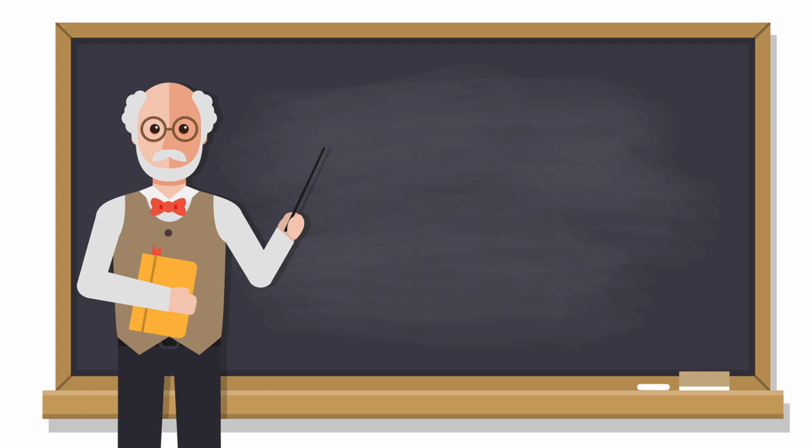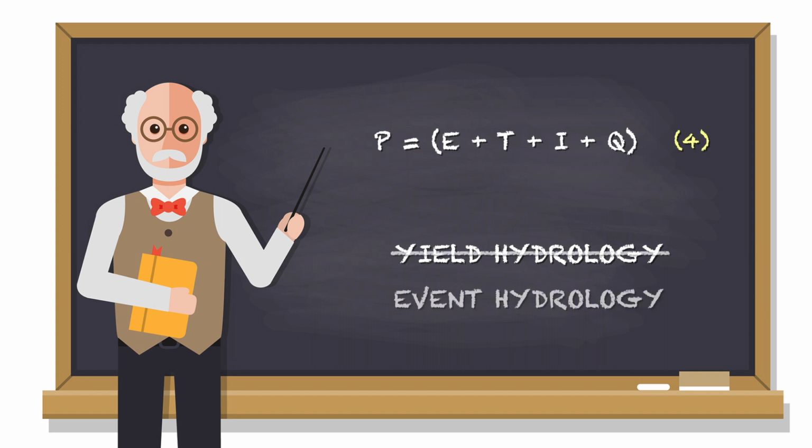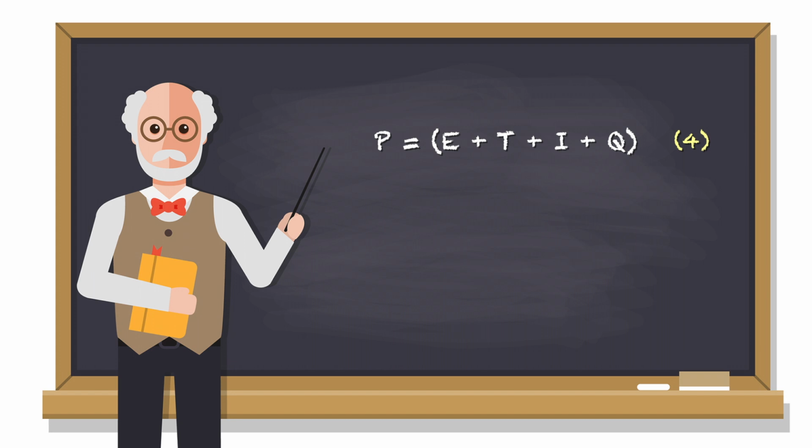Notwithstanding its apparent limitations in yield hydrology, equation 4 works well in event hydrology. In equation 4, the hydrologic losses, L, are defined as the sum of evaporation, evapotranspiration, and infiltration. This results in, which leads to the fundamental equation of flood hydrology.